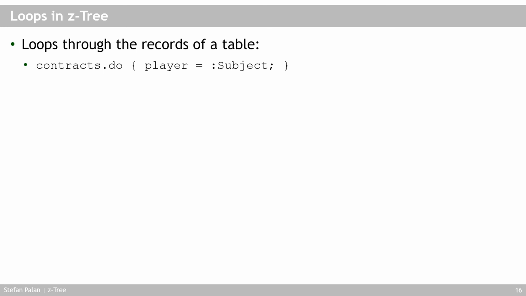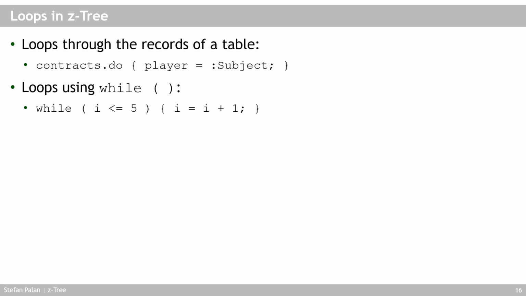And what the do function does is it takes every row of a table and performs a command on this row. So this first command here would go to the contracts table, and in every row of this table, create or modify the variable player and set it to, well, colon subject. Now I'm not going to talk about what the colon means yet. We'll come back to that later, but it basically sets it to the subject number. Let's leave it at that. And since it does this for every row in the table, that's why it is a loop.